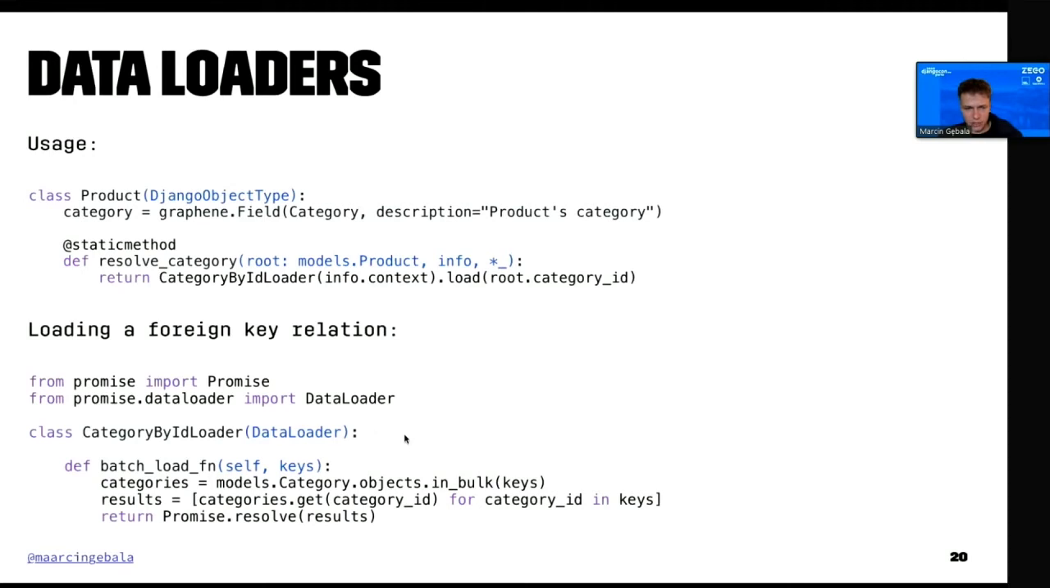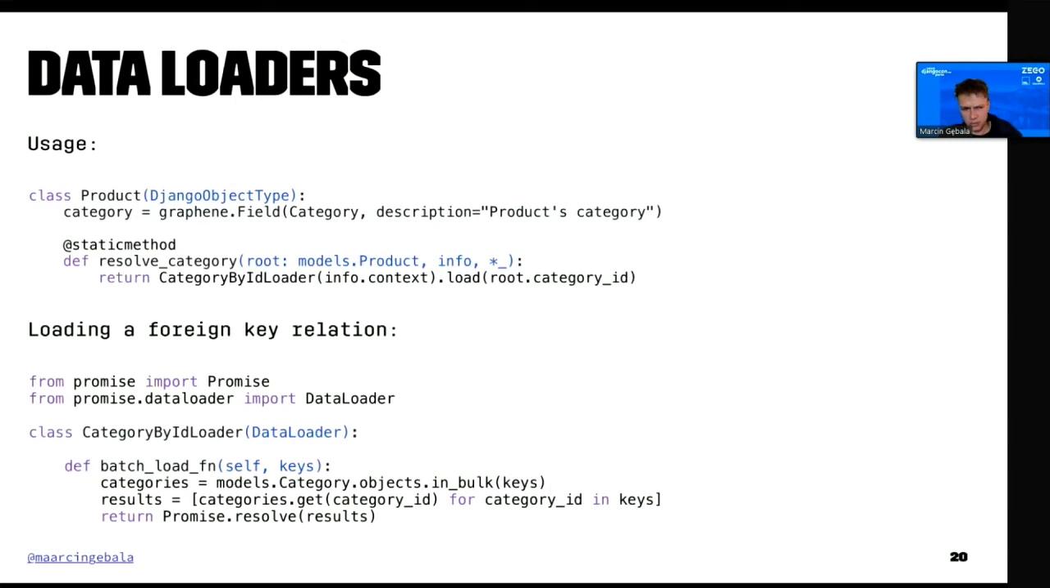When Graphene processes this query, it will look at all occurrences in the query and gather all the keys that we have passed here, so database IDs. Because it returns a promise, it won't immediately return the category object. Instead, it will gather all of those keys. And as you can see here, we pass those keys to an ORM method to get this data in one query. Because of those promises, Graphene will only run that at the end of processing the GraphQL query.